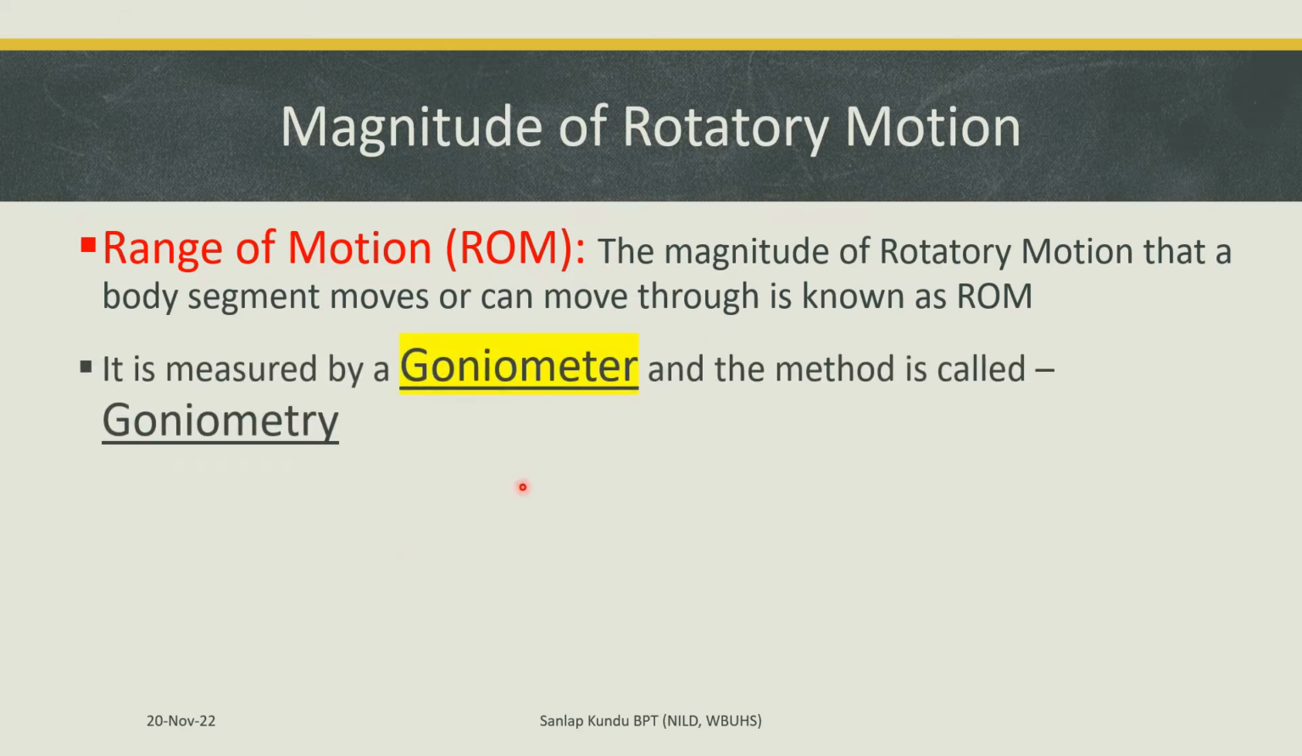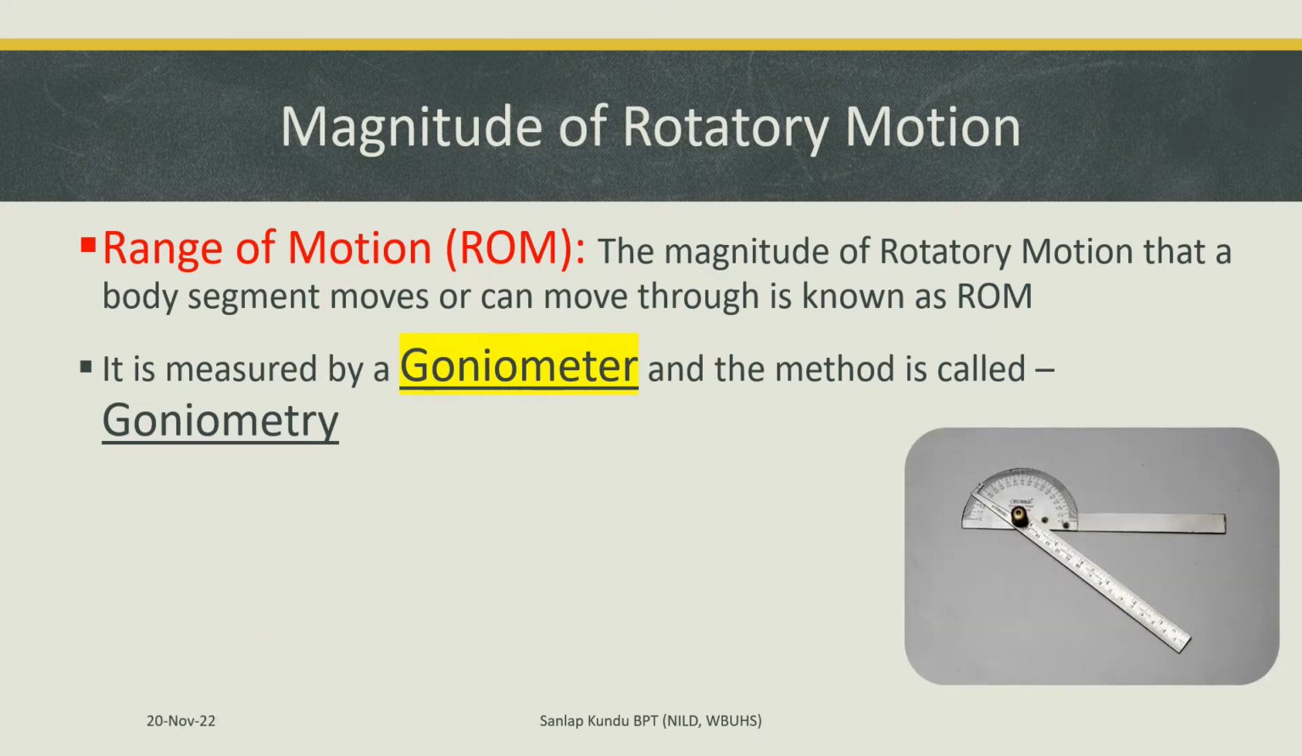It is measured by goniometer and the method is called goniometry. Now in this figure you can see it is a universal goniometer with three parts, that is the movable arm, the static arm and the body.